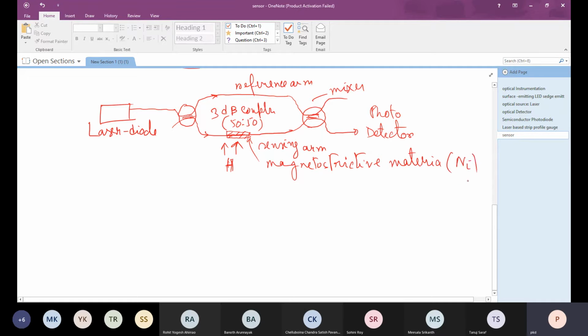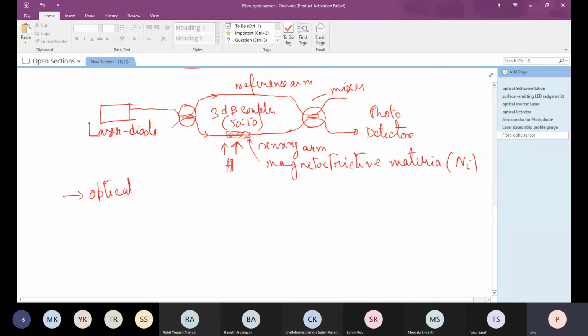For example, nickel. So therefore, an optical fiber when jacketed with magnetostrictive material is expanded mechanically in presence of a magnetic field. That is the first effect. Then this expansion will create two effects.